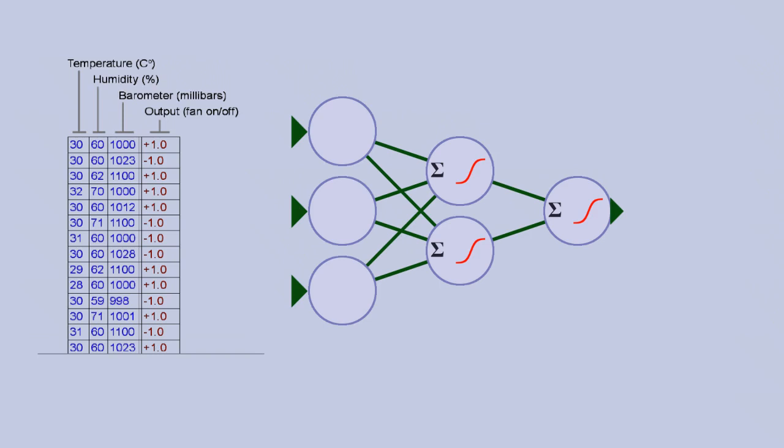And if that's greater than 2.9, then the fan is supposed to come on. Some weird formula like that. If you could figure out that formula, then you don't need a neural net. Just make a circuit or write a program that does that formula.